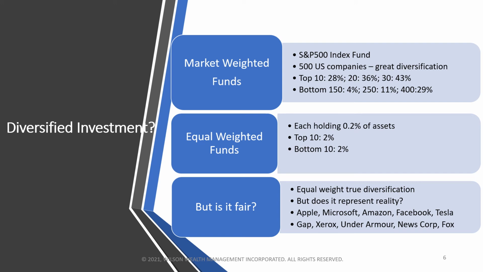Not really. If I look at the S&P 500, the top 10 of the 500 companies makes up 28% of the fund, of the index. The top 20 make up 36%. And the top 30 holdings make up 43% of the assets. So 30 out of 500 stocks almost account for half the assets in the index.